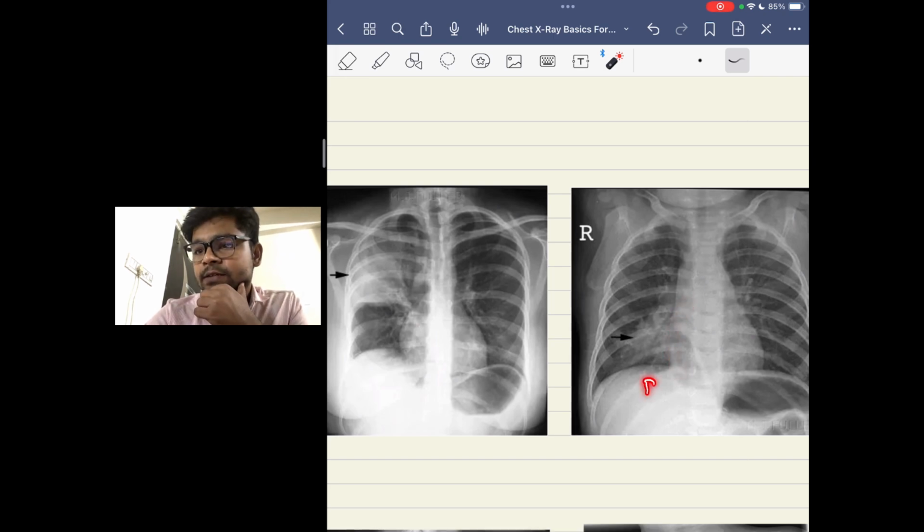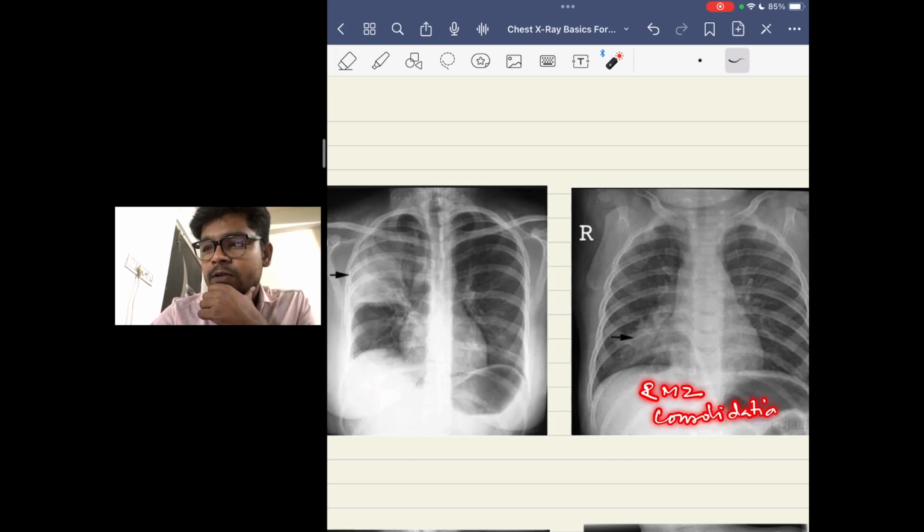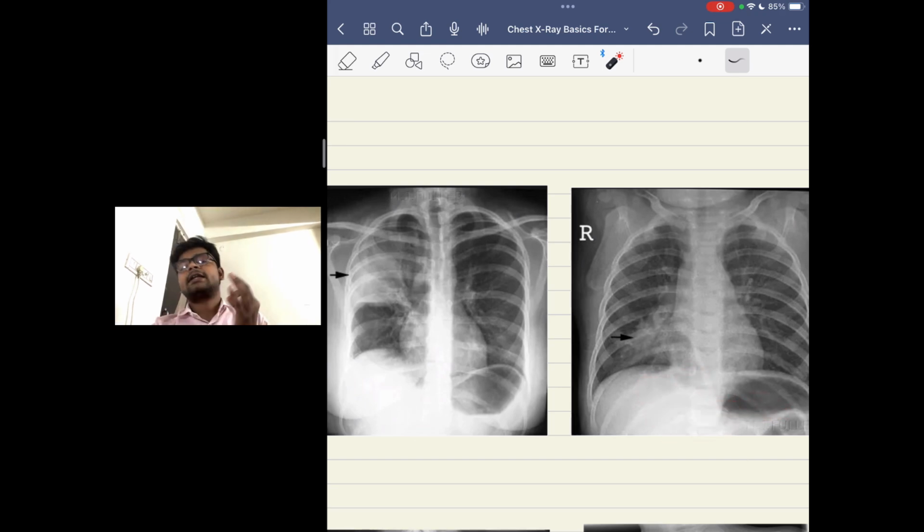So this is the right middle zone because it comes somewhere here. So it is the right middle zone consolidation. These are all radiological terms, consolidation and the zone. We say it like that. So the homogeneous opacity, number one, no volume loss on the right side, no tracheal shift, no change in the diaphragmatic position. There is presence of air bronchogram, and that makes the diagnosis of a consolidation. This is the right middle lobe consolidation.